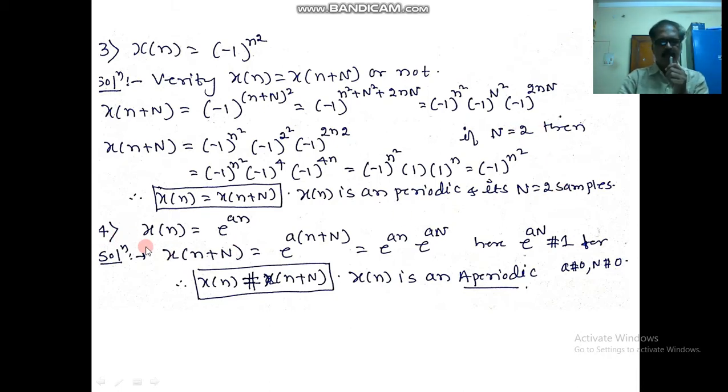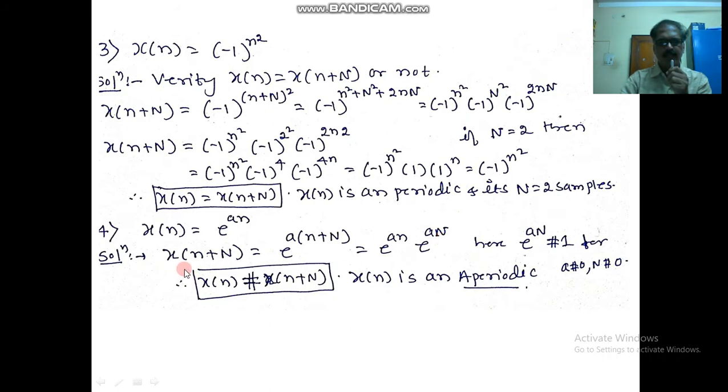Fourth problem, x of n equal to e to the power of an. Again the same, verifying the equation: x of n plus capital N equals e to the power of a as it is, with small n replaced by n plus capital N. Expanding this, e to the power of an, e to the power of a into capital N.